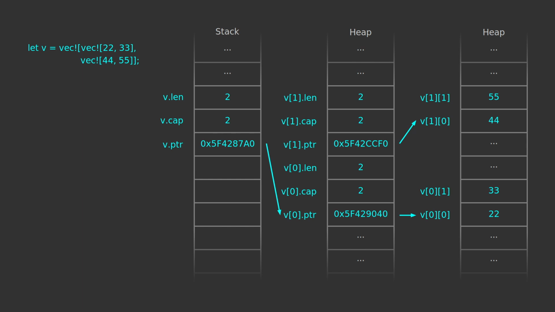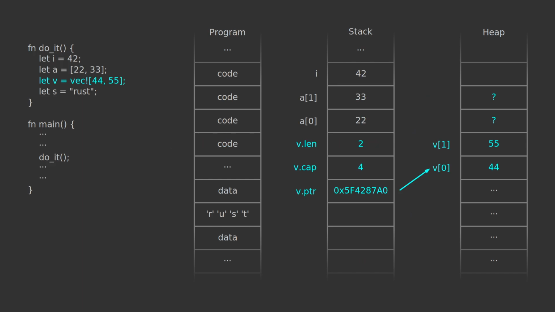Let's go back to our example program. To avoid frequent reallocations, the vec implementation will typically allocate more memory than is currently needed. In our example, the length is 2 because there are 2 elements in our vec. The capacity is 4 because the vec can store up to 4 elements without having to reallocate on the heap. So up to 2 additional elements could go in the locations shown with a question mark.